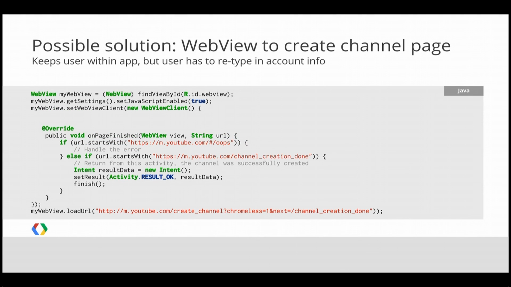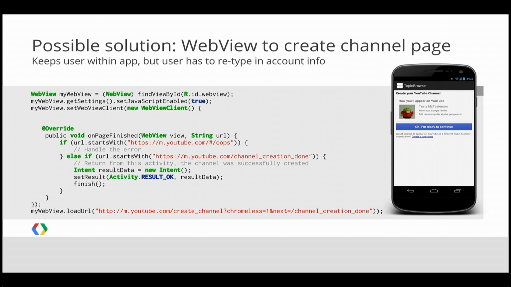So here's one possible solution. And I'm hesitating because I don't want to recommend this as a best practice, but this is one way that we've seen some people implement this. Some people will create a WebView, and in this WebView, they will take them through the channel creation flow. When they're done, they check the URL, and they see if the URL matches the channel creation success URL. And if it does match, then you're ready to go, right? The channel is created. Try making the API call again.